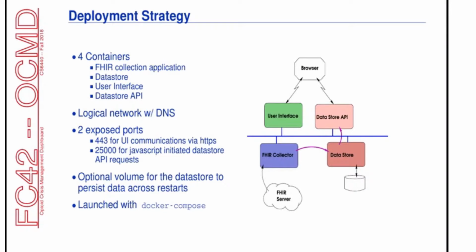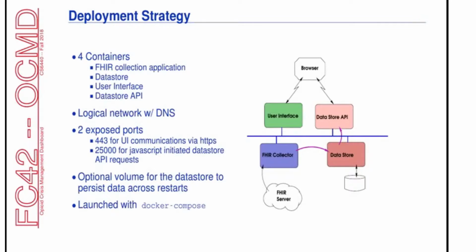Our deployment strategy hasn't changed much since the last presentation. We still are deploying 4 containers, one for each of our applications. Those will be connected via a logical Docker-provided DNS-supported network. Our one change is that instead of having 1 exposed port, we expect to have 2 exposed ports.